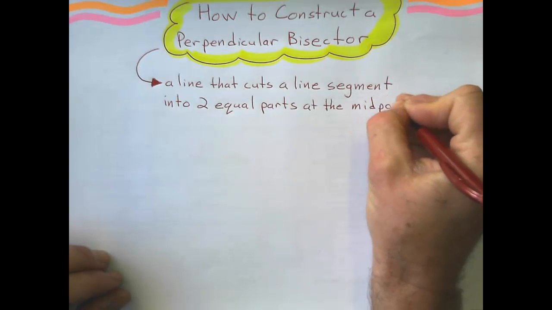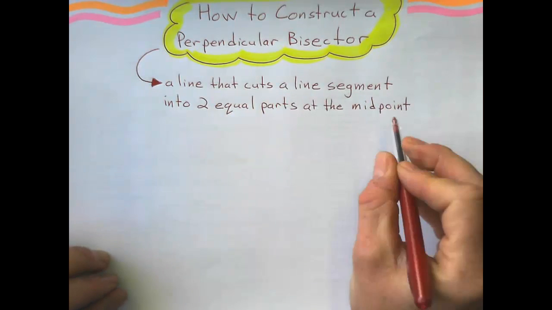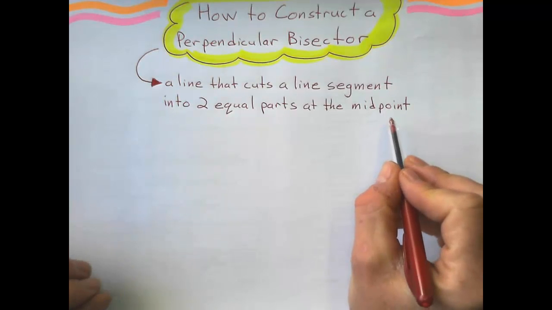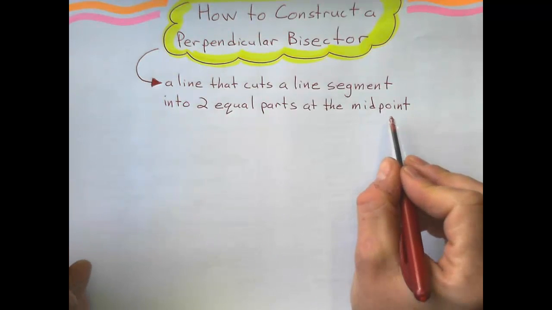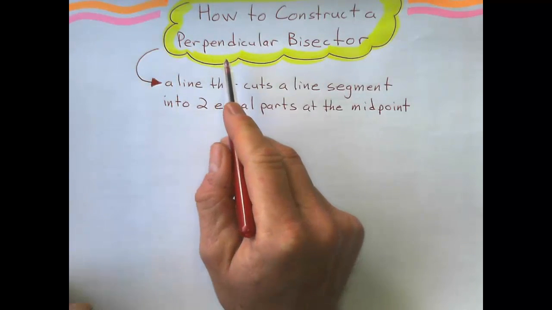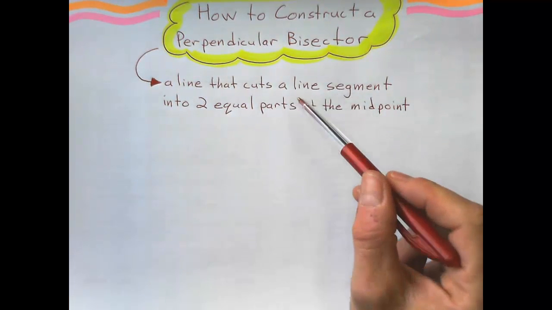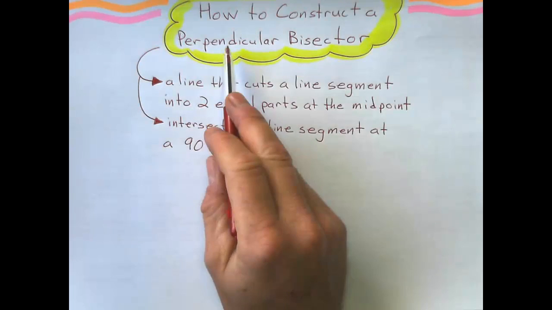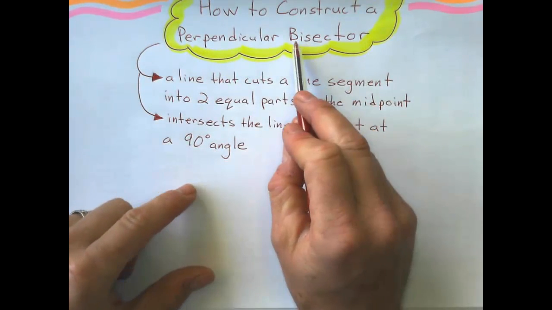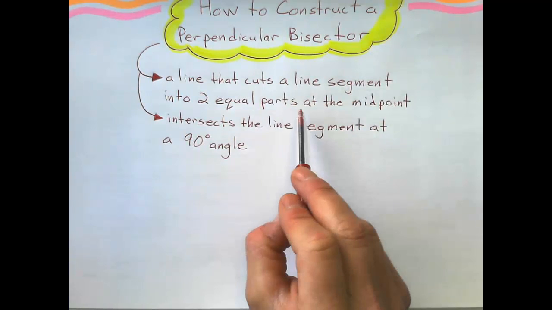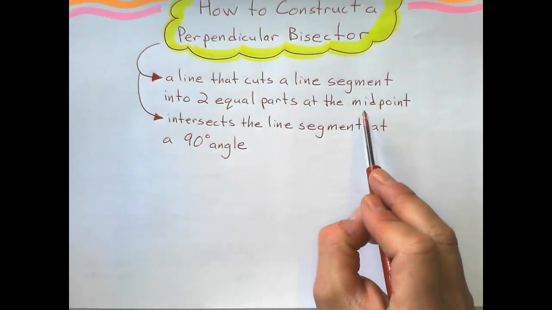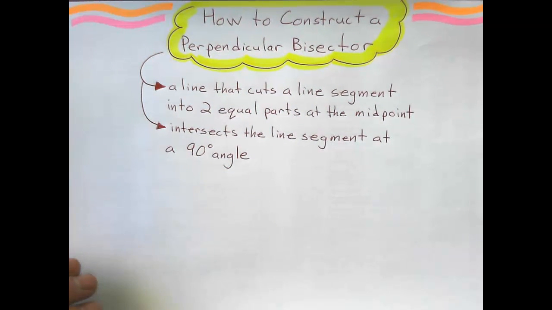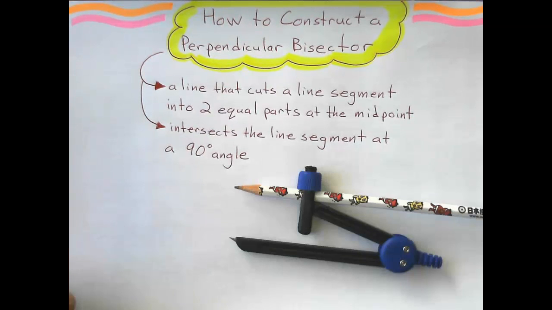And the next thing is that where it intersects the midpoint, the two lines will be 90 degrees. And that's what perpendicular means. Perpendicular means two lines that are 90 degrees. Okay, so those are the two main things. Perpendicular means 90 degrees. Bisector means to cut into two equal parts. And it hits that right at the midpoint. Okay, so let's show you how to do it with one of these.